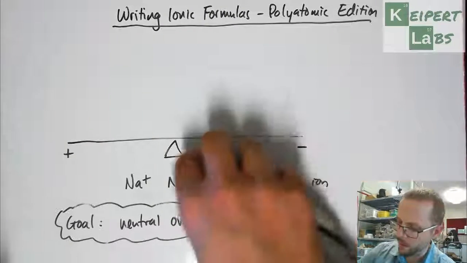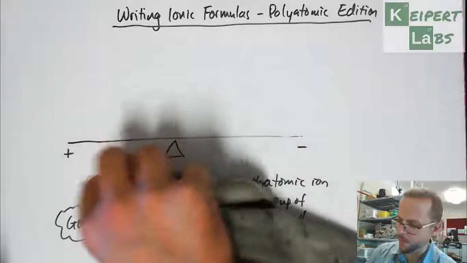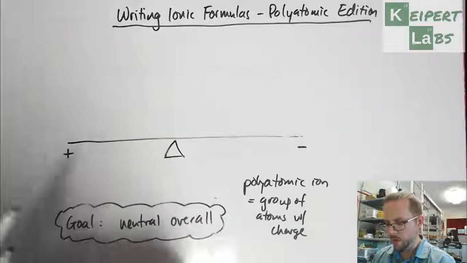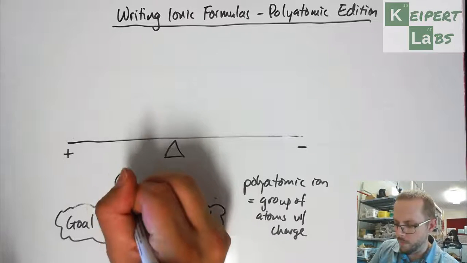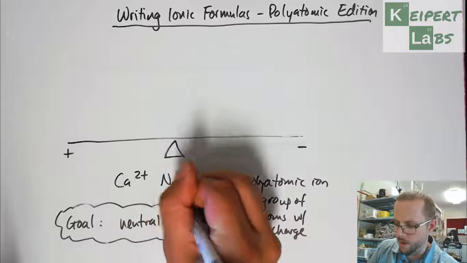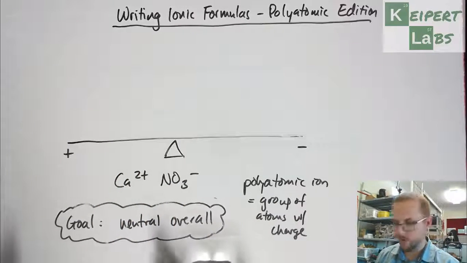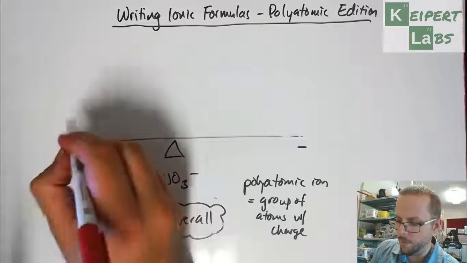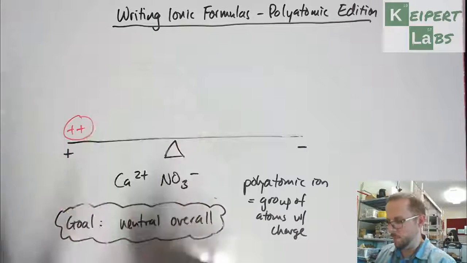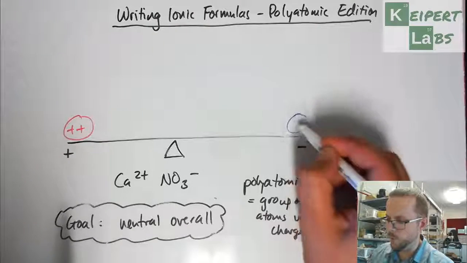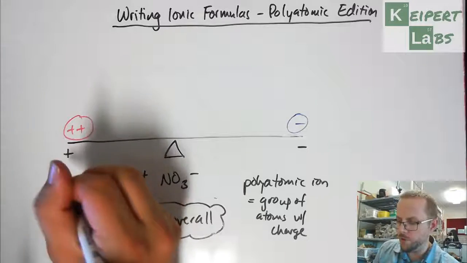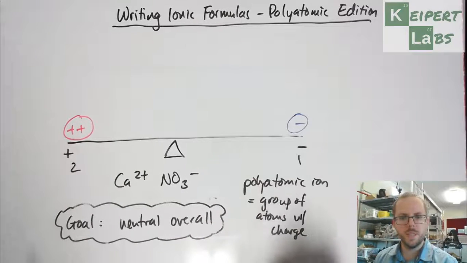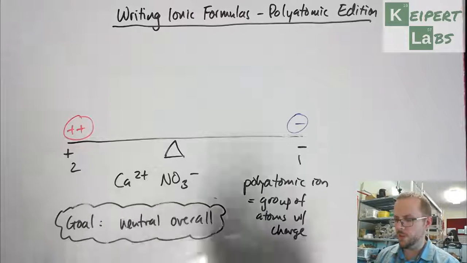Alright, so let's now have a look at another example. Let's say that I've got a calcium ion and then the nitrate ion. So I've got a blob over here with 2 pluses, and a blob over here with 1 minus. Now, when I look at this, I have 2 pluses and 1 minus. So just like before, I need to try and balance them out.